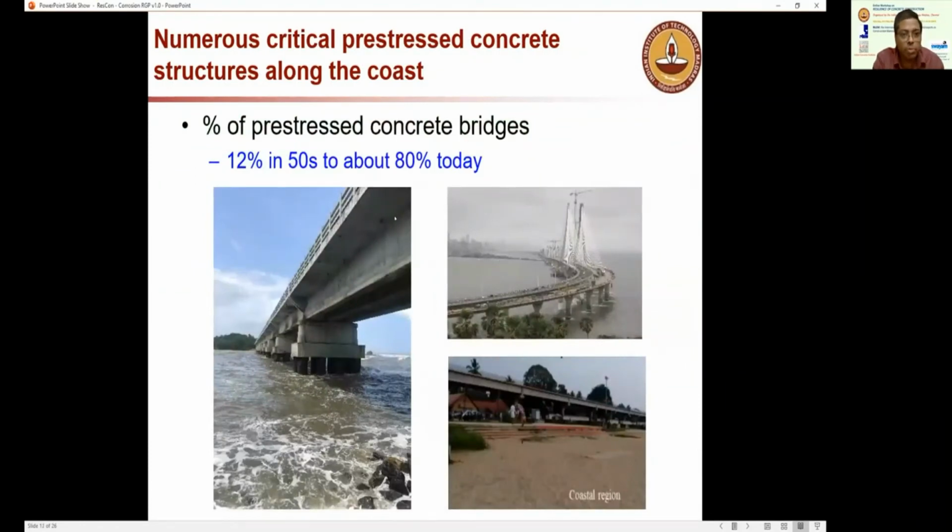So also we have pre-stressed concrete structures. A lot of them are being built today. For example, here you can see in the 1950s, only 20% of the concrete bridges were of the pre-stressed type, whereas today you are talking about 80+% of concrete structures using pre-stressing. So this is also very, very important.